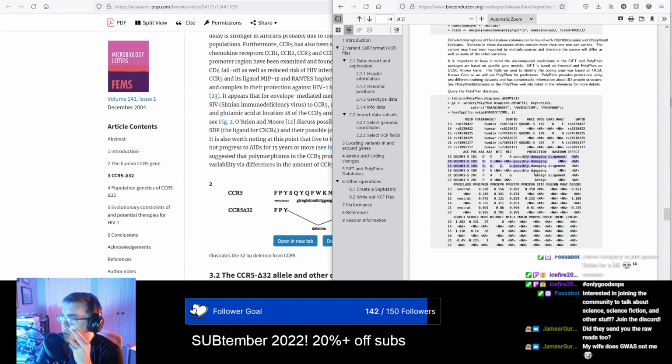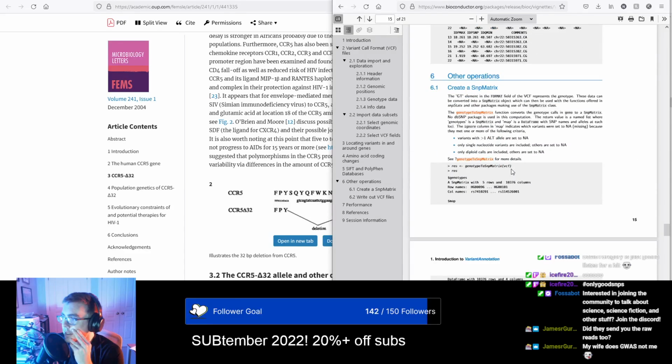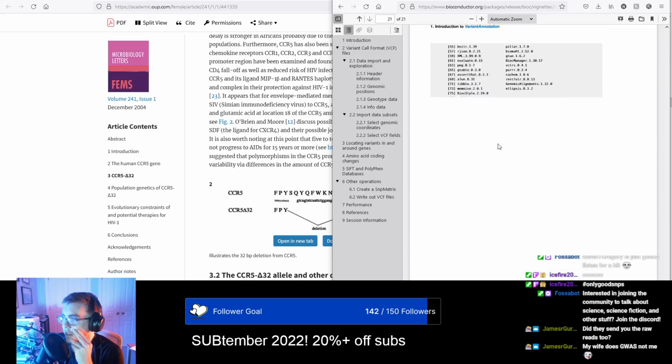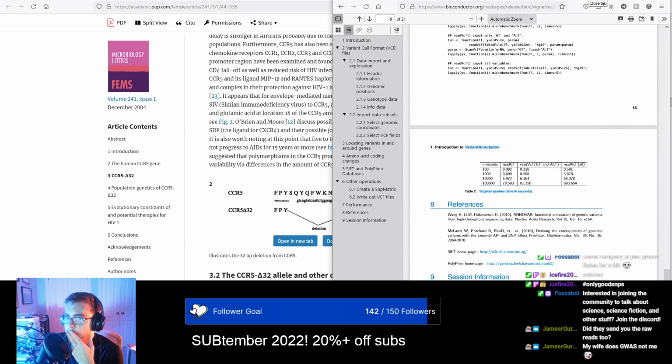Let's see. Ooh, possibly damaging, benign. Okay, cool. I think this is what I want. It's just more text. I love a thing that gives out a graph, but I don't think I want to do that.